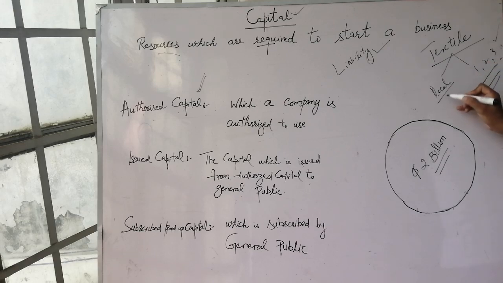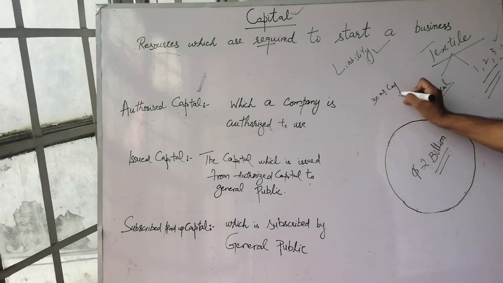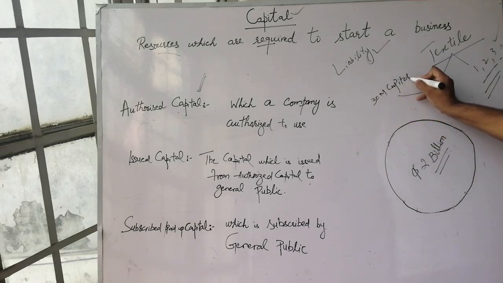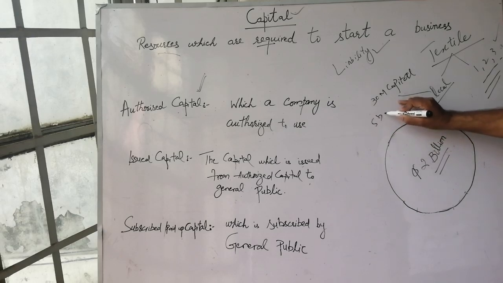So it might be possible that in the start they need only 30 million capital, but to enter the whole of Europe after 10 years they require $5 billion.